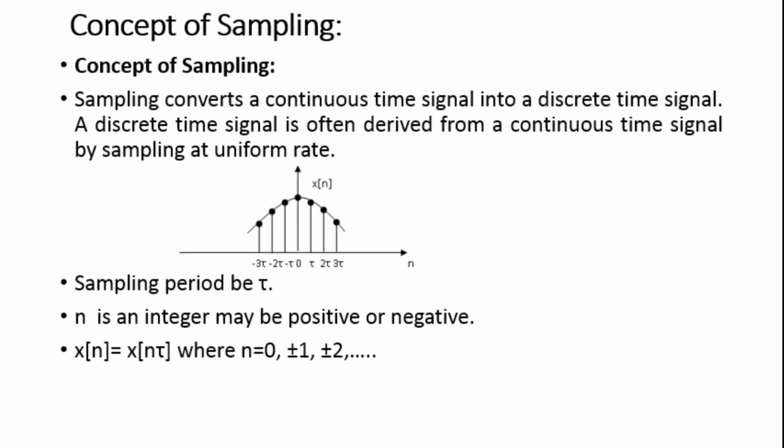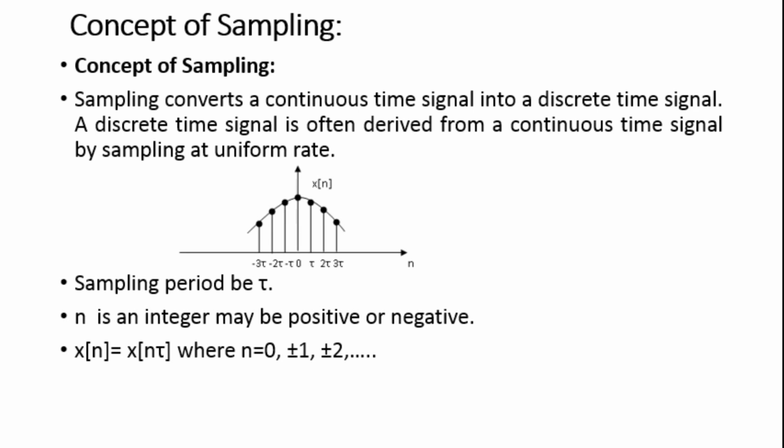Next, we are going to discuss the concept of sampling. Sampling converts a continuous time signal into a discrete time signal. A discrete time signal is often derived from a continuous time signal by sampling at a uniform rate.